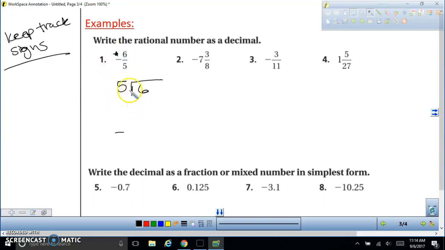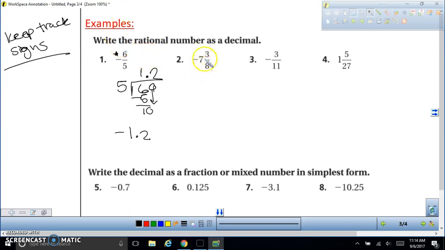All right, 5 goes into 6 once. Remainder of 1, add a decimal, carry down the 0, 5 goes into 10 twice. So negative 1.2. Another way you can remember this is that a negative divided by a positive is negative, or a positive divided by a negative is negative.